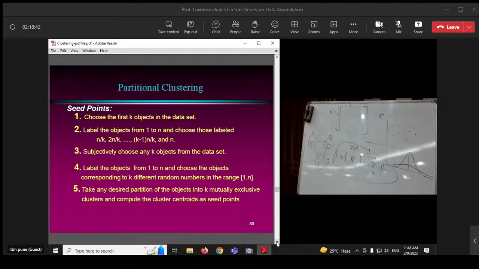Label the objects from 1 to n. K is already fixed. Choose those labeled n by k, 2n by k, up to (k minus 1) times n by k, and n. In other words, I'm trying to divide the numbers 1 to n into steps of n by k. n is a larger number, k is a smaller number. I'm assuming n is divisible by k, so n by k is an integer. So I'm going to pick the set of integers from 1 to n with a spacing of n by k between them.